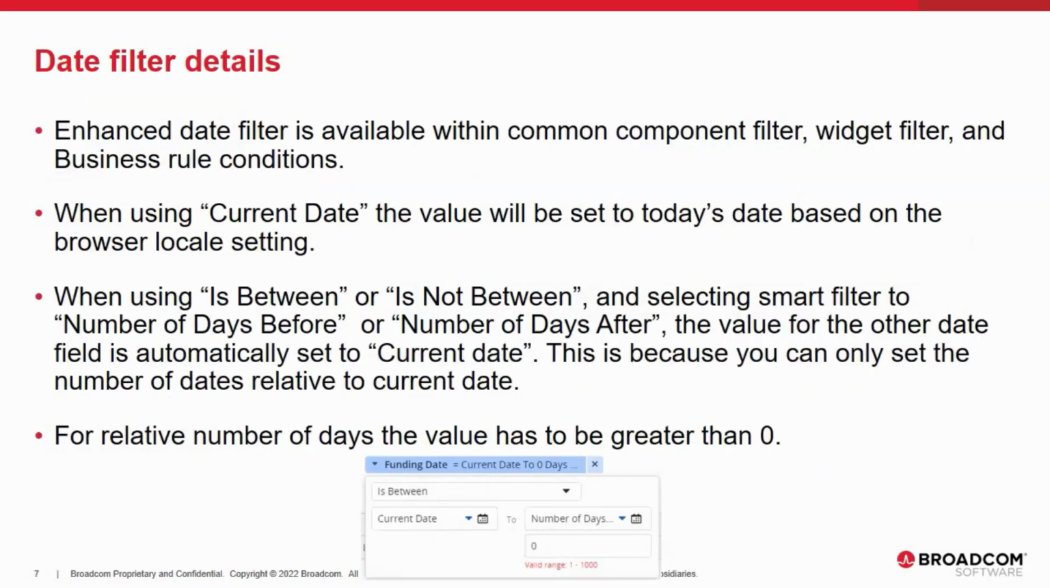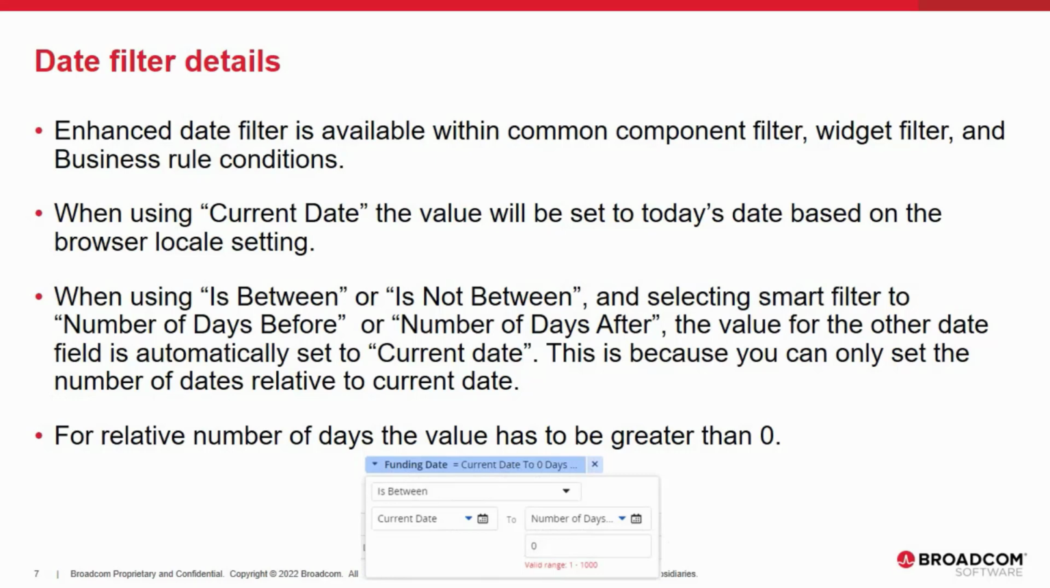The date filter, some more details around it. The enhanced date filter is available within the common component filter. It is available in the widgets filter, and it is available in the business rule condition. So any one of those 3 places where you can apply a date filter, you will have the capability to use the current date as well as the rolling number, which is the number of days before and the number of days after. When using the current date, the value will be set to today's date based on the user's browser locale setting.